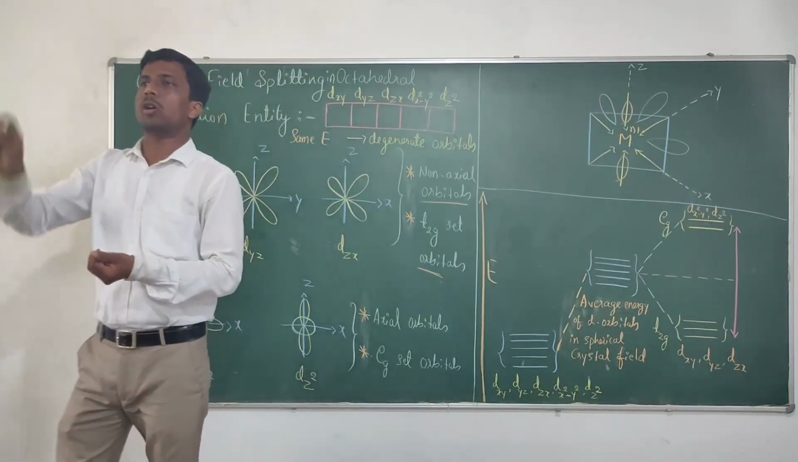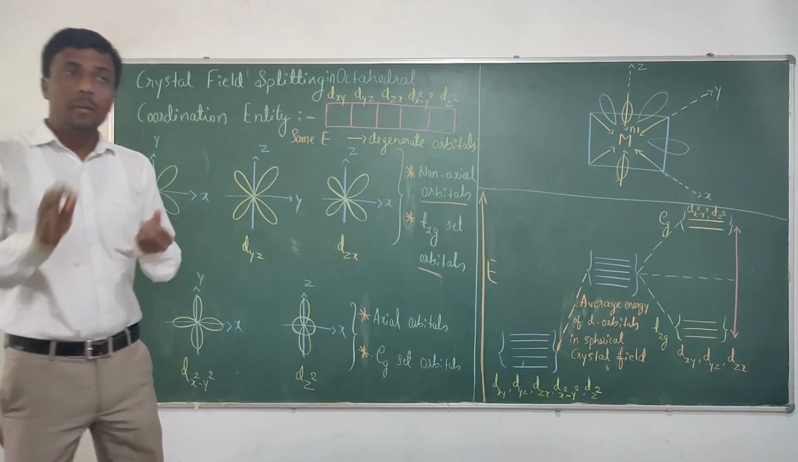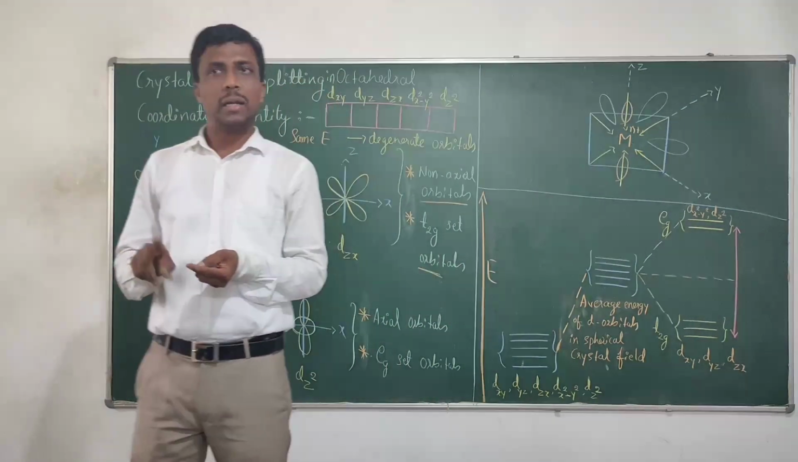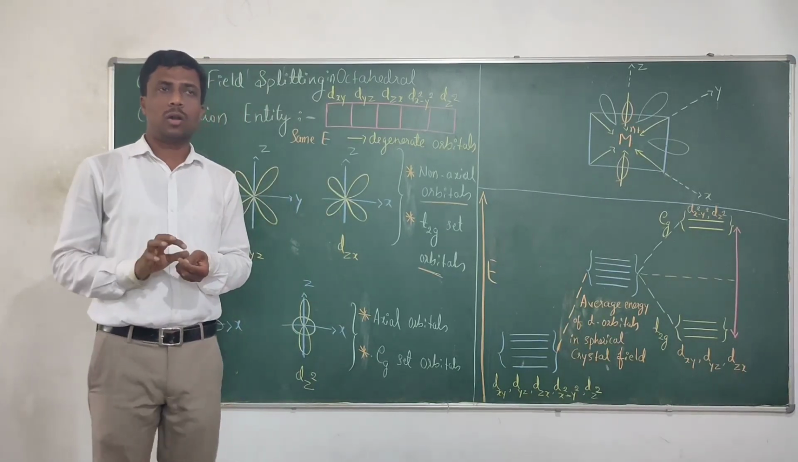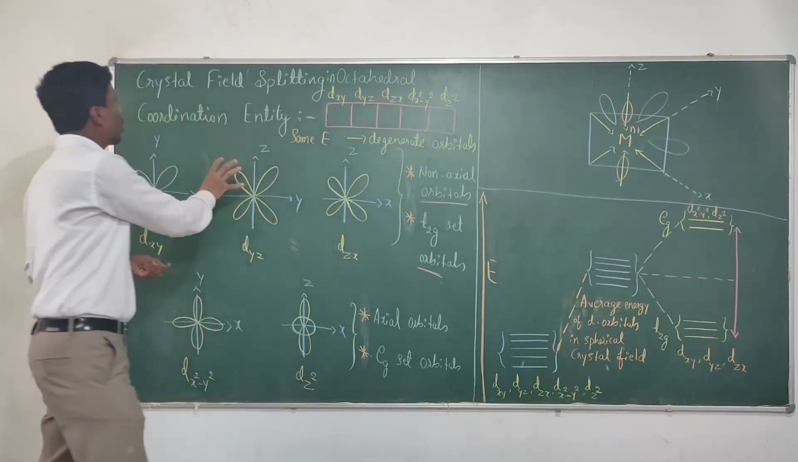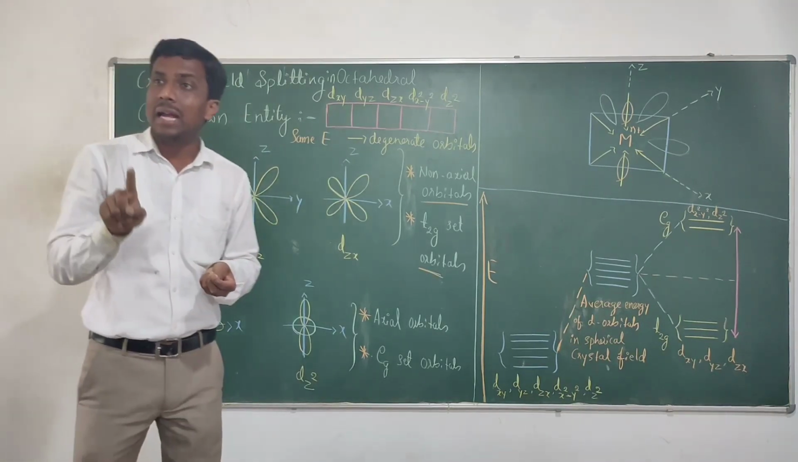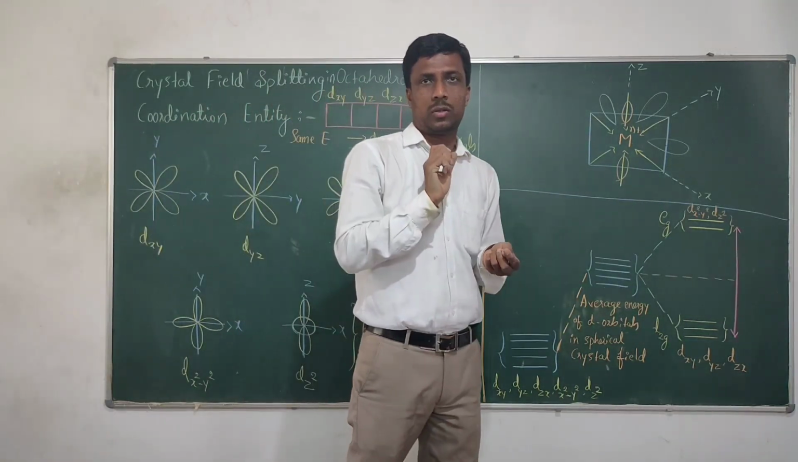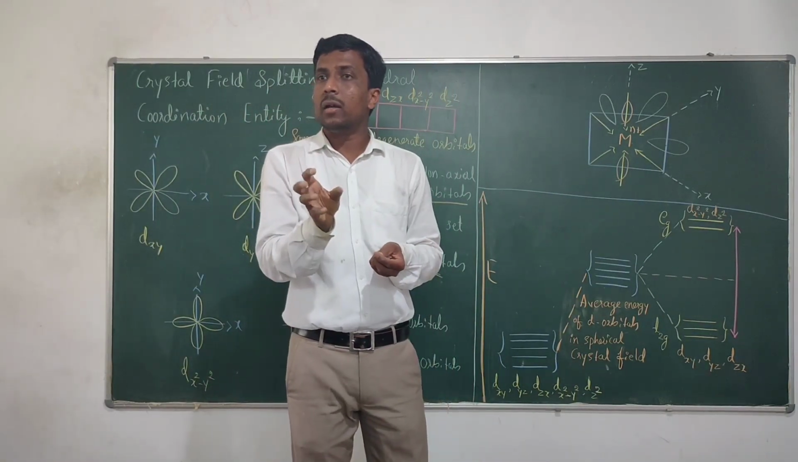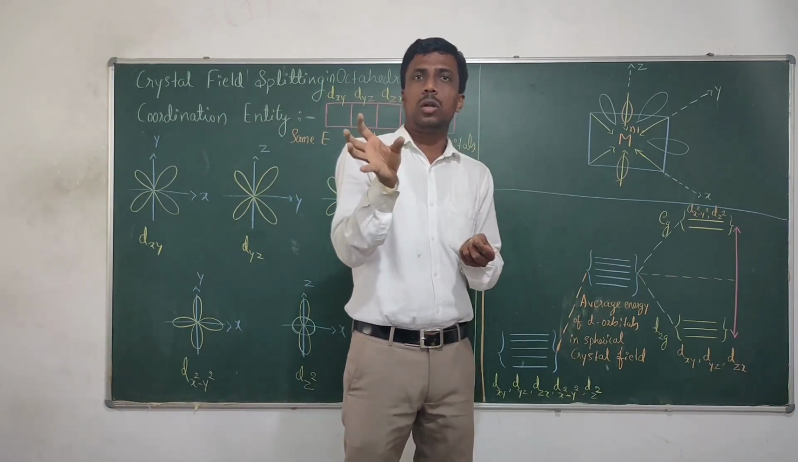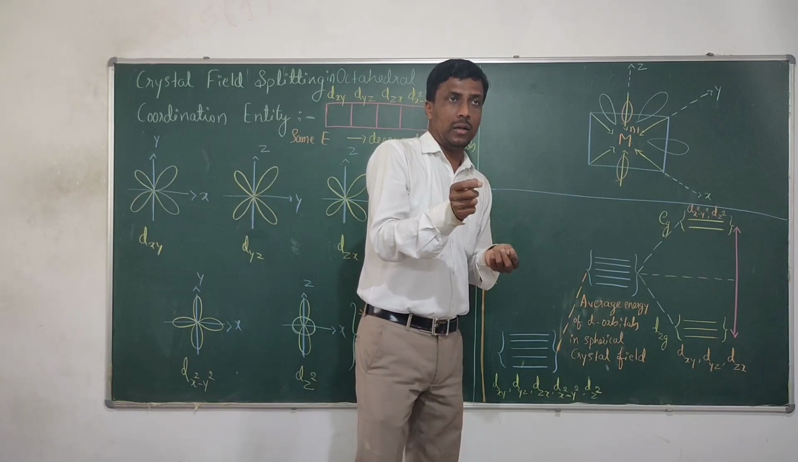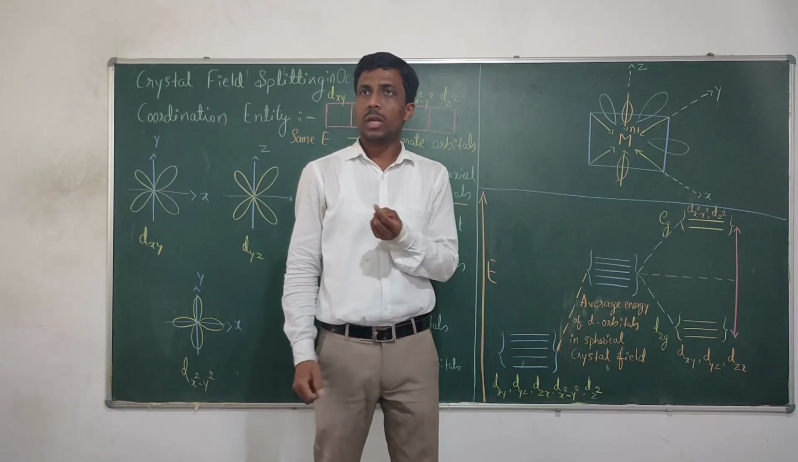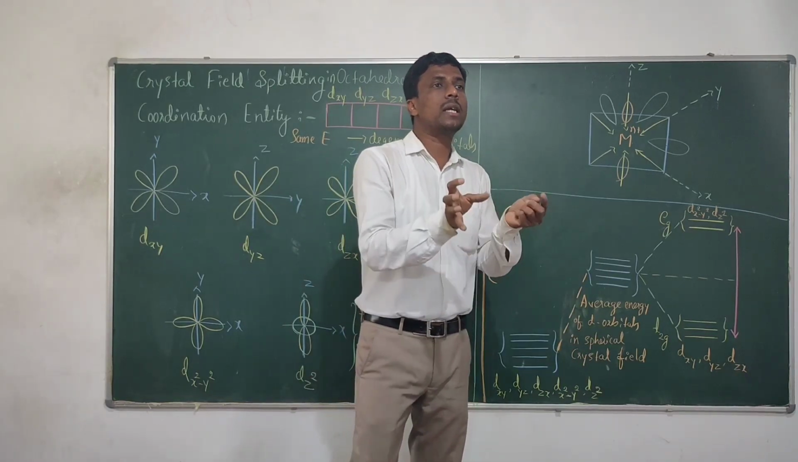Now, the d orbitals are having electrons. The metal d orbitals are having electrons. According to the postulates of crystal field theory, ligands are considered as point negative charges or dipolar molecules. In polar molecules, the negative end of the ligand will be towards the central metal atom. This is the concept of postulates of the crystal field theory.